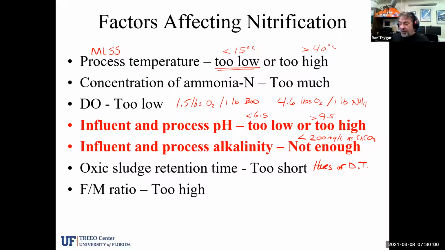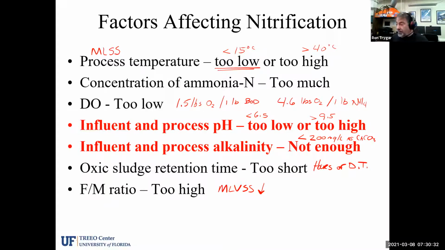Where this says F to M ratio being too high, which generally represents what we'll call an organically overloaded treatment plant, it means we just don't have enough mixed liquor volatile suspended solids. The MLVSS is too low. So we don't have enough bacteria to do the job. If the MLVSS is too low and the F/M ratio is too high, we generally don't have enough bacteria present to do the job.